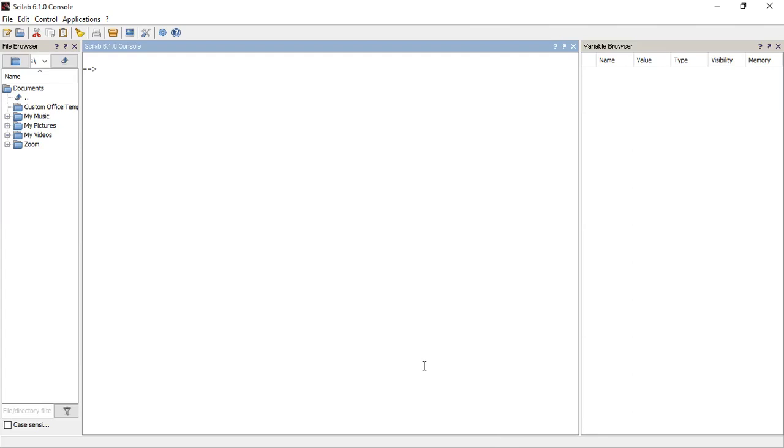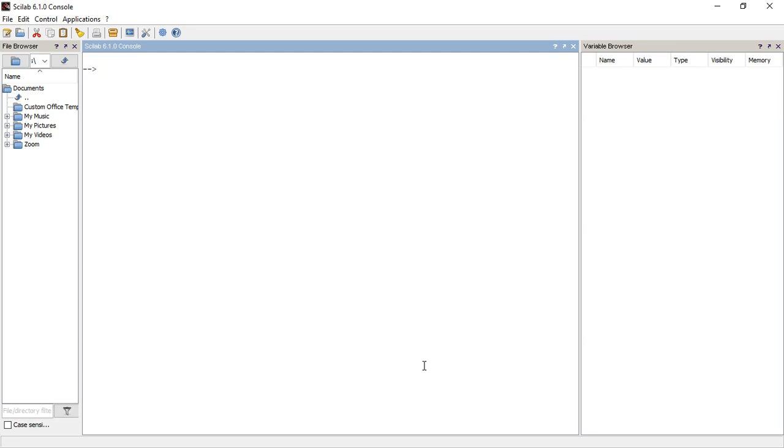Hi, good afternoon. In the last section we completed the types of consoles or windows in Scilab, how to open Scilab, and how to close Scilab. Now, in this section, we are going to learn about working in the command window and some basic mathematical functions in Scilab.